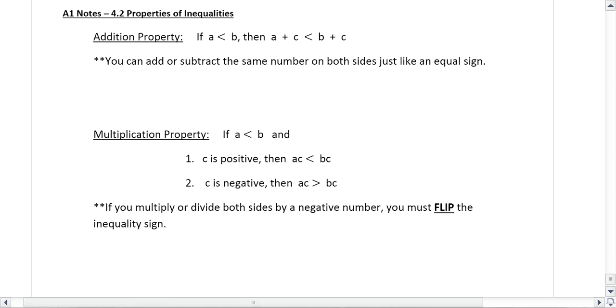Welcome to another amazing edition of Comet Algebra. This video is for Algebra 1, Chapter 4, Section 2, Properties of Inequalities. And a lot of this section is a review for you.